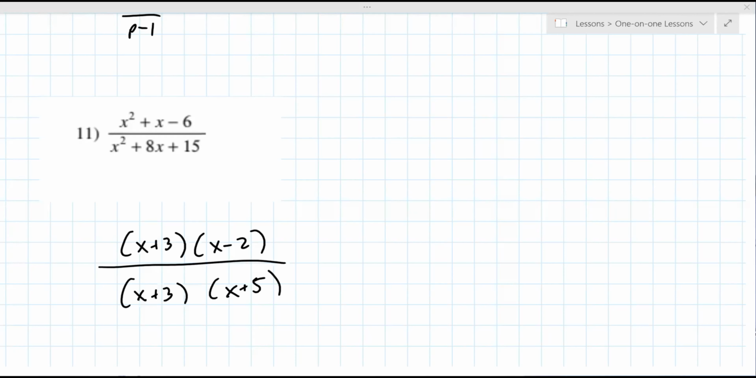On to 13. You gotta keep on simplifying. Are you writing out the excluded values? Yeah, I'm making sure to do that. Okay, great.